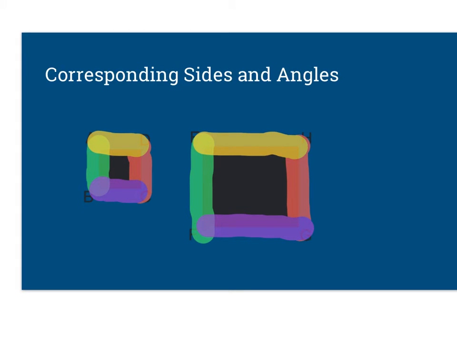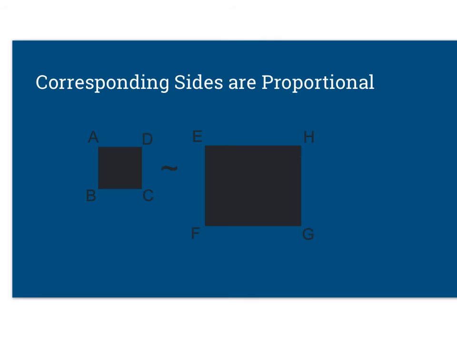The important thing to know about corresponding sides is they're going to hold that ratio. That's what's going to make these two figures similar, is they're going to have a ratio. So AD is to EH as AB is to EF, and so on and so forth. As we've already discussed, these two figures are similar. So what do I mean by corresponding sides being proportional? Well, that means they have to hold a ratio.